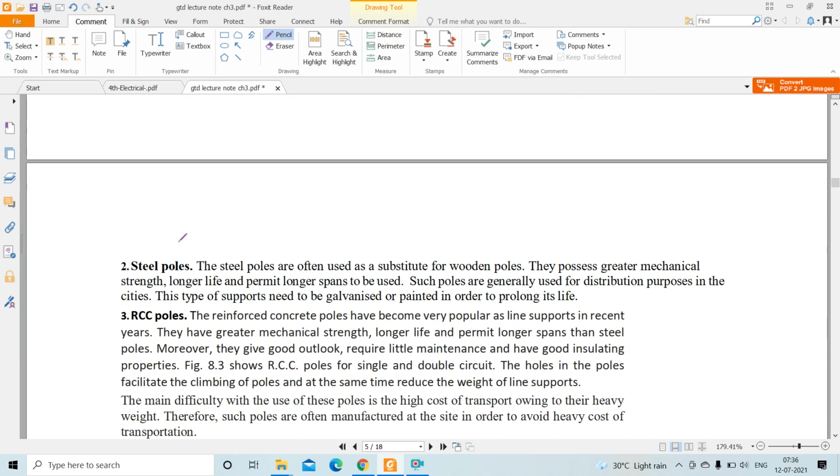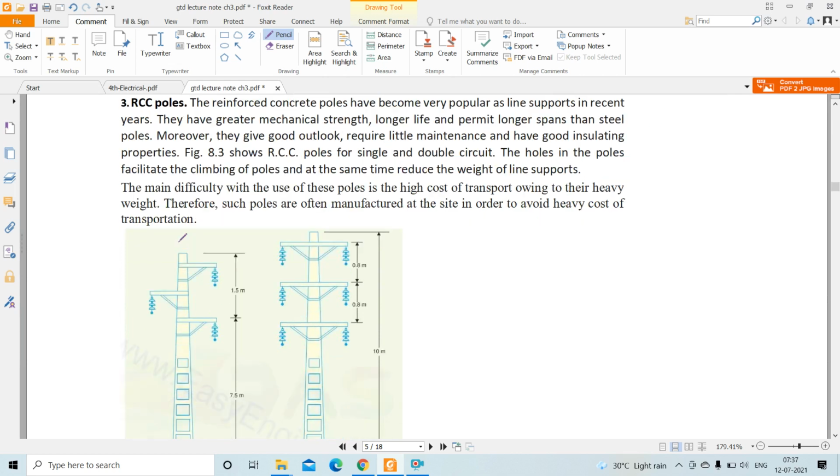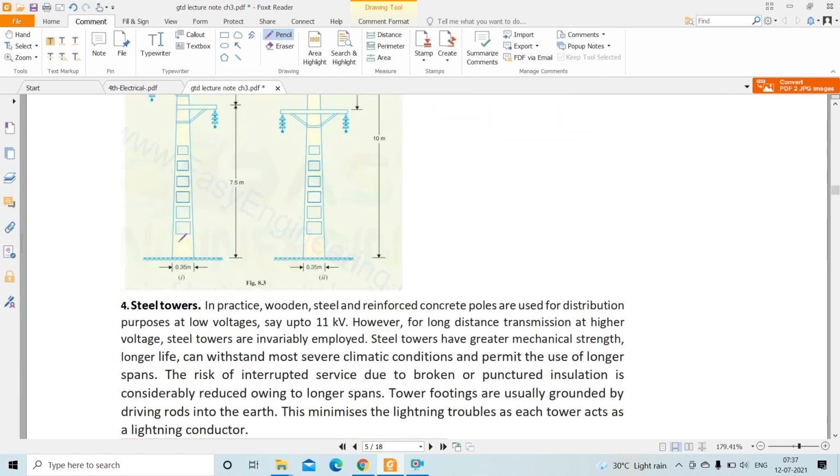Steel poles are mainly used as compared to wooden poles because they have greater mechanical strength, longer life, and can permit longer span to use. Such poles are generally used for distribution purpose in cities. And this type of support needs to be galvanized or painted in order to prolong its life. Then the next one is the RCC pole or RCC tower. This is another type of line support. Just go through this video, these theory parts.